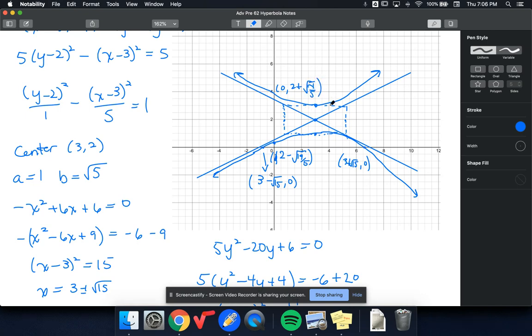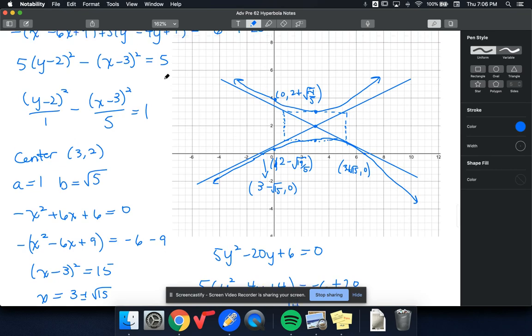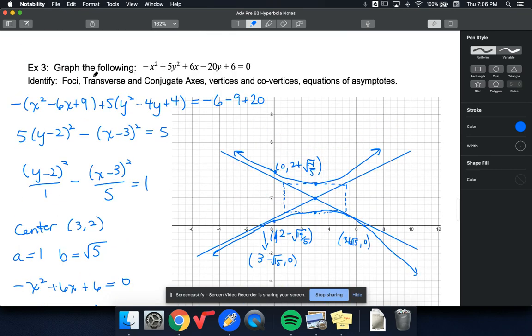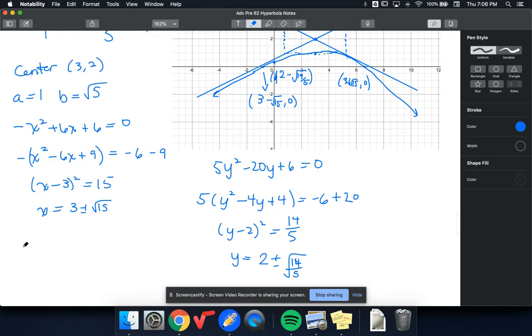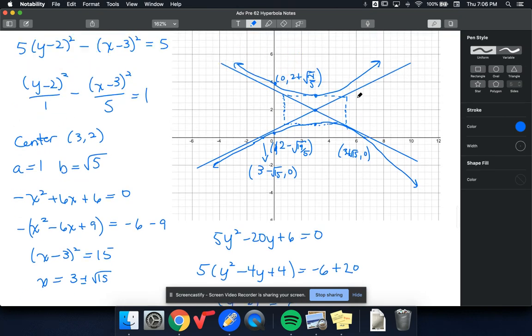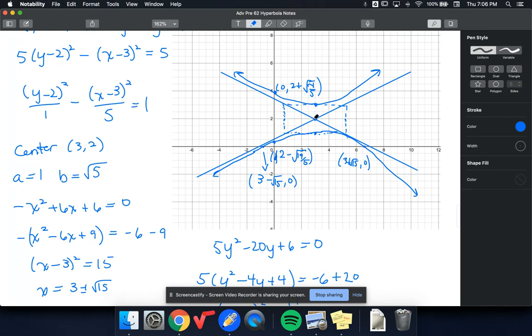All right, so I've got my intercepts labeled. I have my graph drawn. I've labeled my center. The other thing I want to do is find my foci. I know that my foci are going to be a squared plus b squared equals c squared. So c is going to be root 6. Because this will be 1 plus 5, and then I'll square root that. And so I know that that's the distance that I'm going to go from the center.